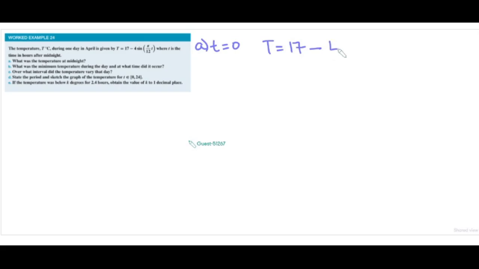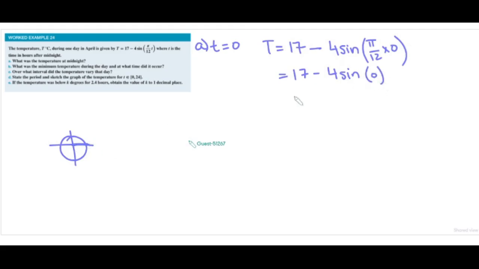Let t equal 0, and then it'll be 17 minus 4 sine 0. What's sine of 0? 0. Yep. Remember, on a unit circle, 0 is here, and sine gives us the vertical component. So if this is your line, the vertical component is 0. So sine 0 would just be 0. So we're doing 17 minus 4 times 0, so that's 17 degrees. So at midnight, it's going to be 17 degrees.